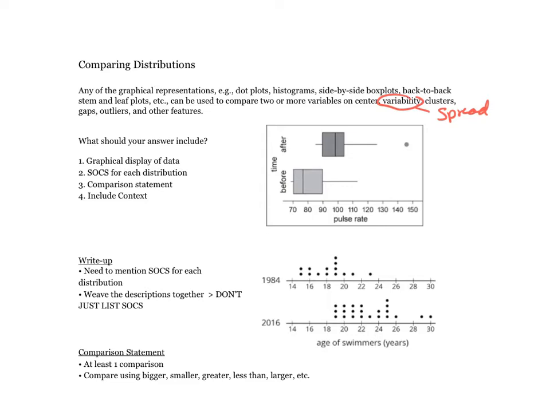So what should your answer include? Well, if you don't have a graph of each set of data, you want to make a graph using all the graphs that we have talked about, picking one that would be the easiest for that set of data. And then we want to mention the SOCS for each distribution. Shows shape, center, spread, and outliers and unusual points.